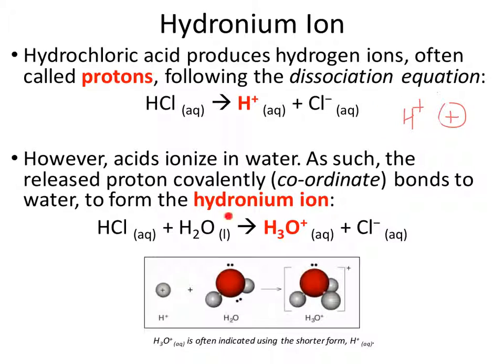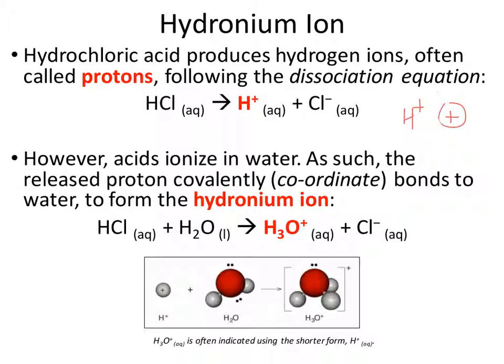It actually bonds to some of the water that the HCl is existing in, and we produce an ion called hydronium. So if you can see here, we have our proton, here we have our existing water, and what we see is we have an interaction between that proton and the water, and we create this thing called hydronium, H3O+.